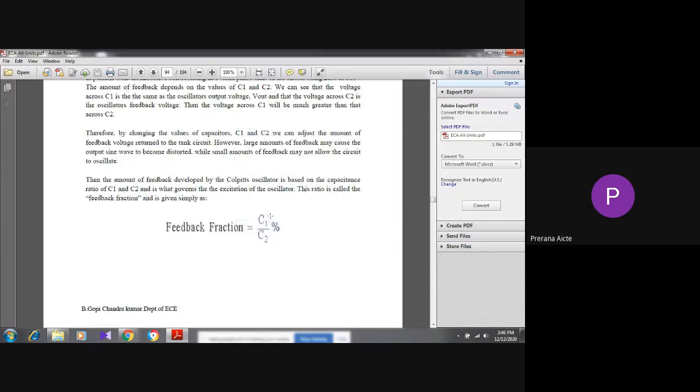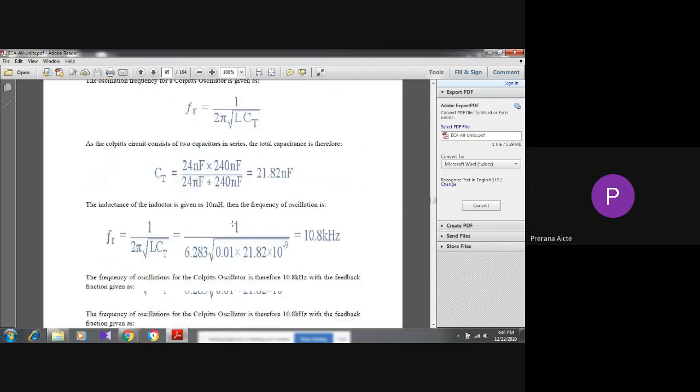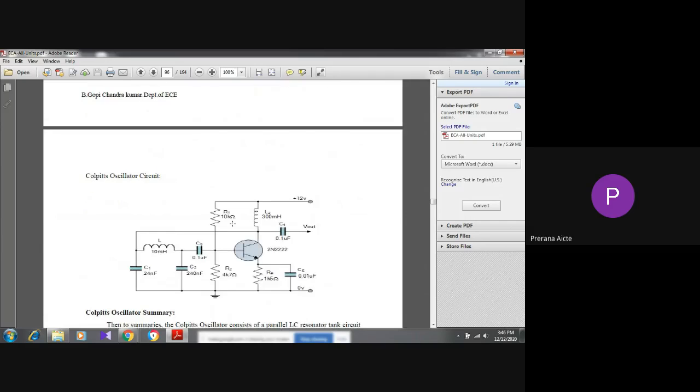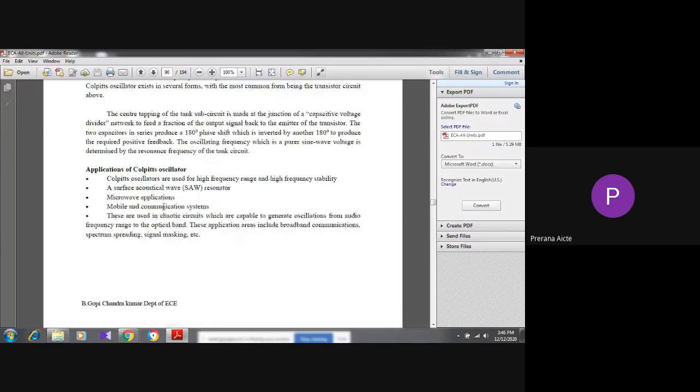And this is some example problem. Next, these are the applications of Colpitts.